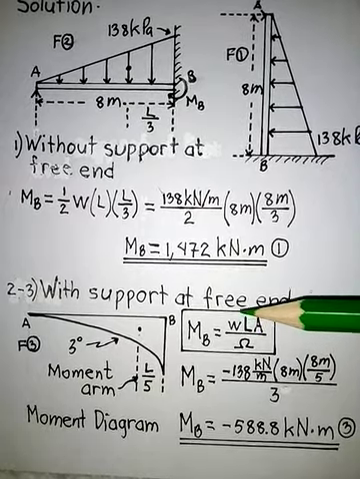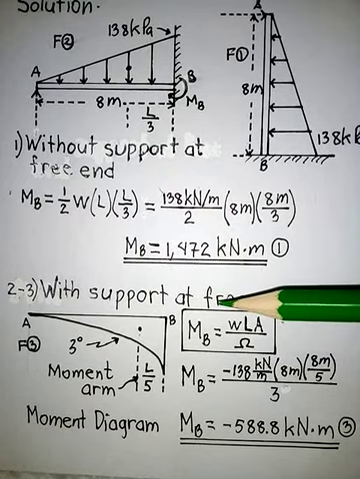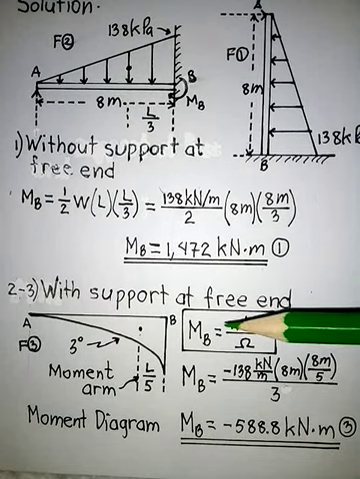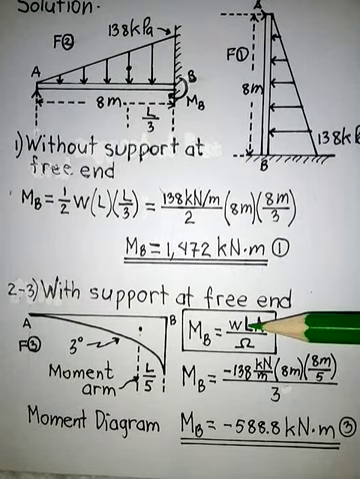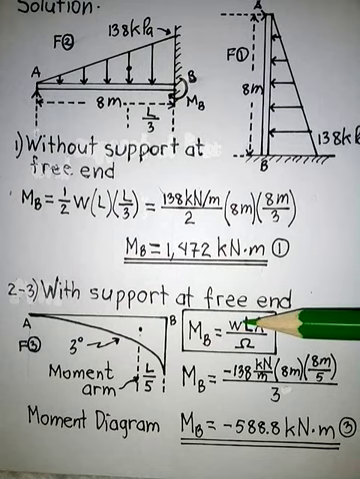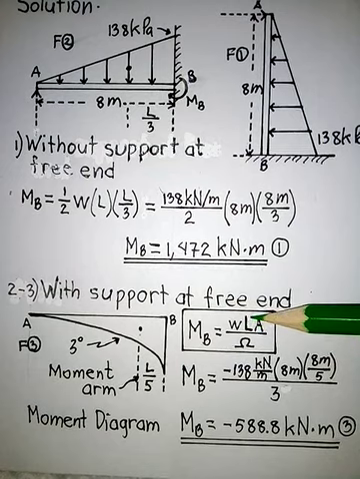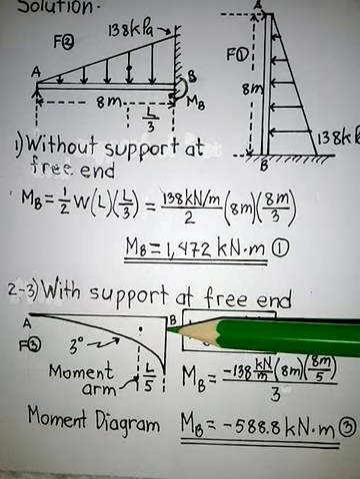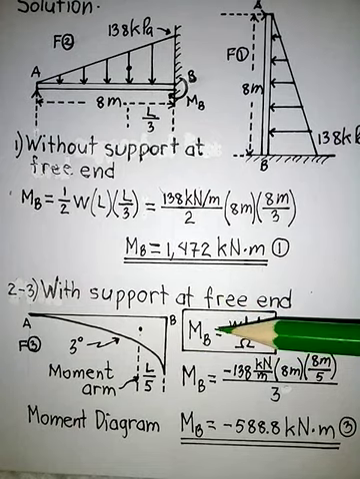So to answer number 2 and 3, we will first draw the... By the way, the formula that I invented is here. It is equal to the uniformly varying load multiplied by the length of the beam multiplied by the moment arm of the moment diagram divided by the degree of the curve of the moment diagram.